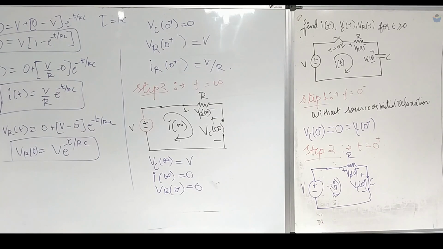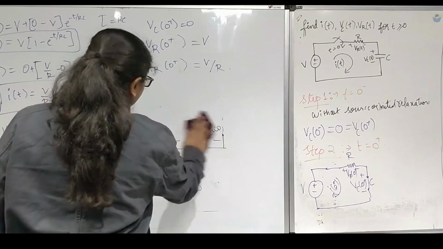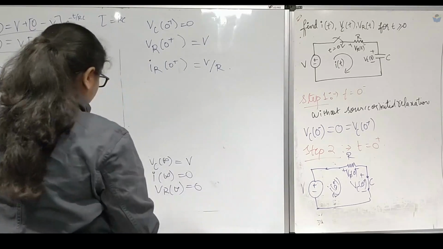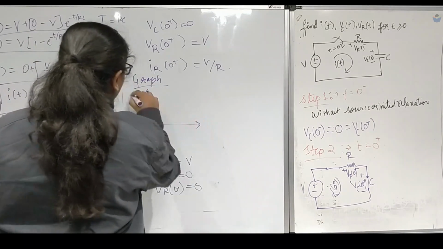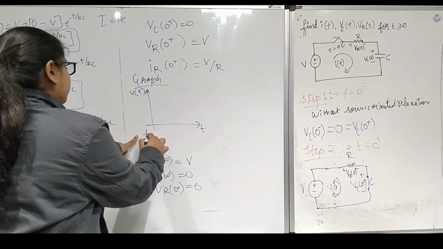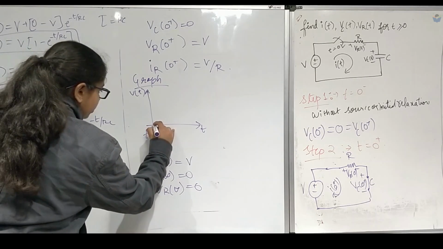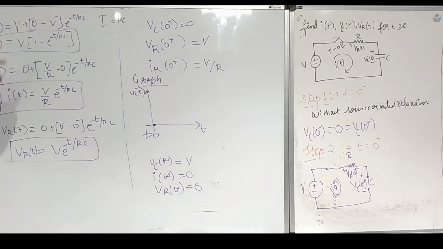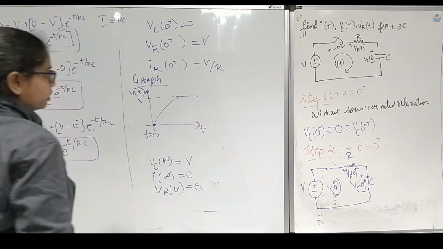Okay, so coming to the graphical nature. For the graphical nature, I'll rub this one. The graph, what will it be? We'll take Vc of t first, then t. At t is equal to 0, Vc of 0, this will be 1, 1 minus 1 will be 0. So here the initial value will be there. Then for infinite it will be V. Okay, so the graph will go this way.